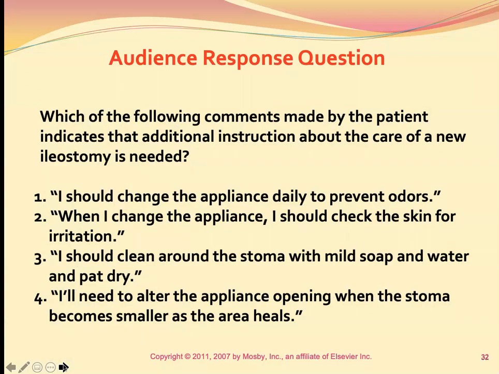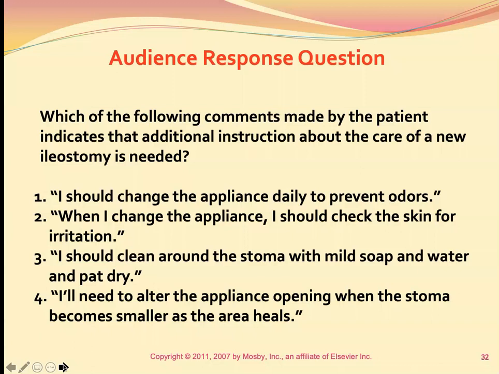Which of the following comments made by the patient indicates that additional instruction about the care of a new ileostomy is needed? I should change the appliance daily to prevent odors. When I change the appliance, I should check the skin for irritation. I should clean around the stomach with mild soap and water and pat dry. I will need to alter the appliance opening when the stomach becomes smaller as the area heals.